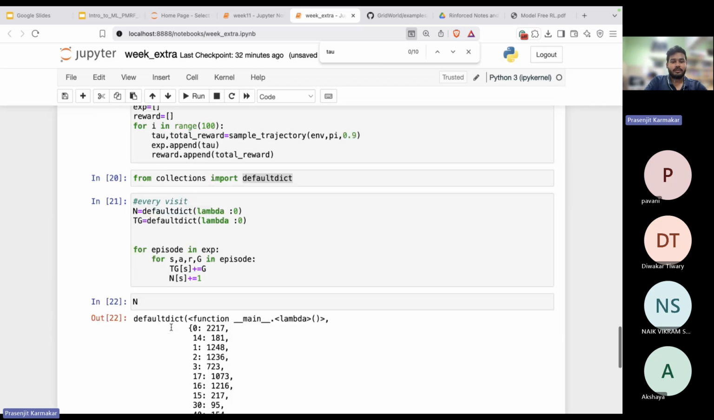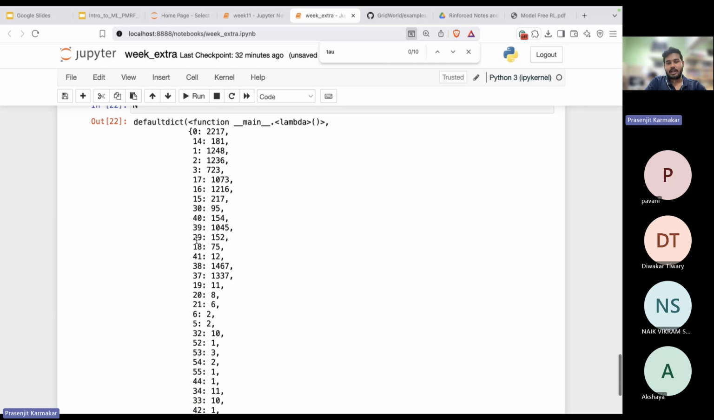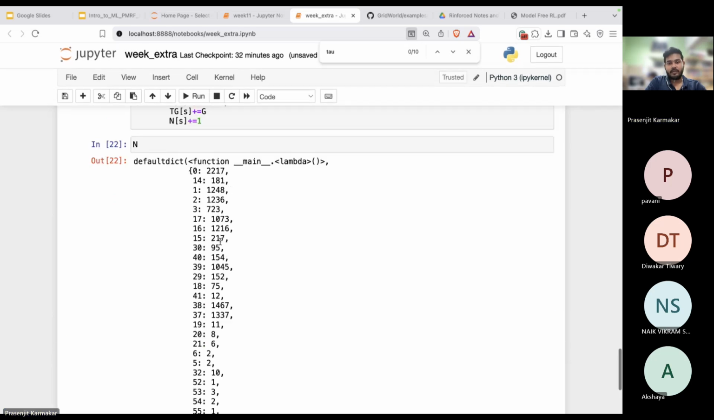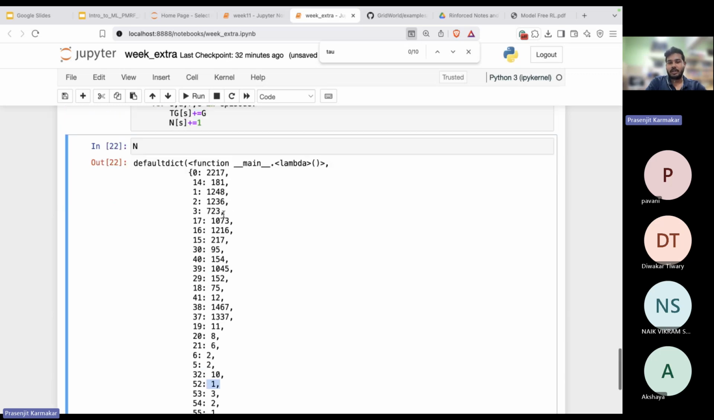Now N is this. See, it visited all those states and the counts are here. And you see there are some states that you only visited once. For those states, your value function estimate would be wrong. But for the states that you have visited most of the time, you have a good estimate of the return from that state. So your value function estimate at those positions will be very good.